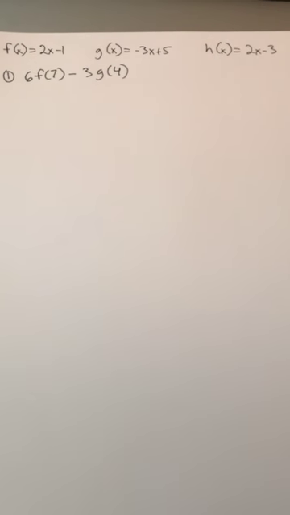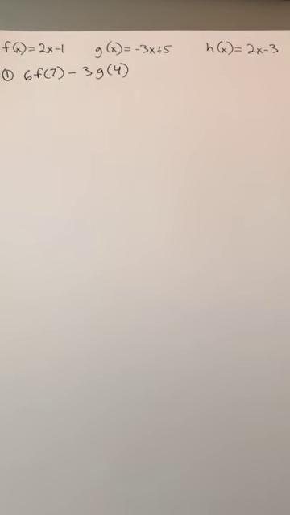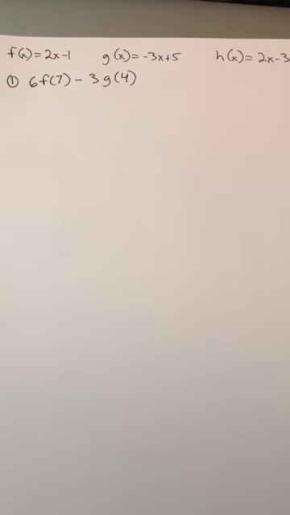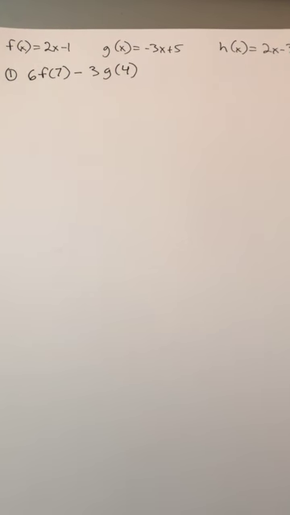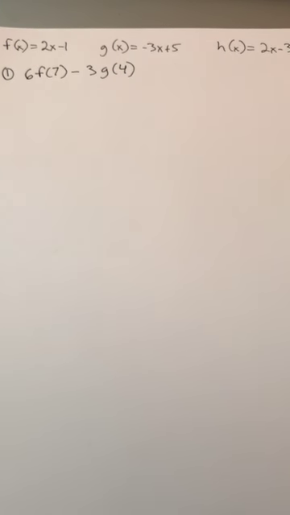So let's say we're given the following three functions. We've got f of x equals 2x minus 1, g of x equals negative 3x plus 5, and h of x equals 2x minus 3. And let's say I give you the problem 6 f of 7 minus 3 g of 4. So what's the first thing we need to do?